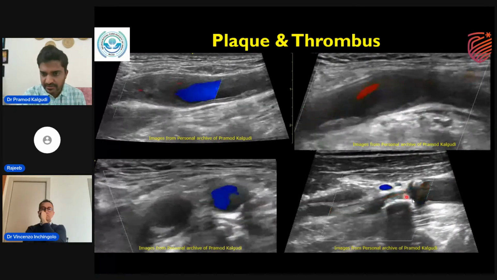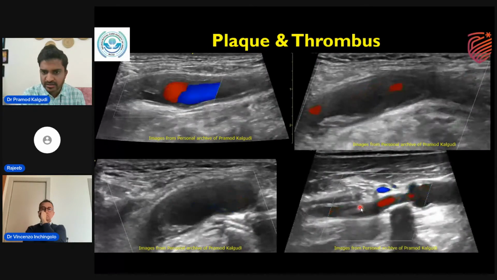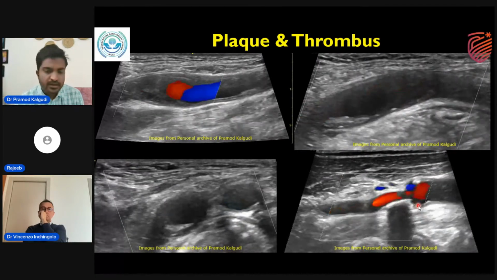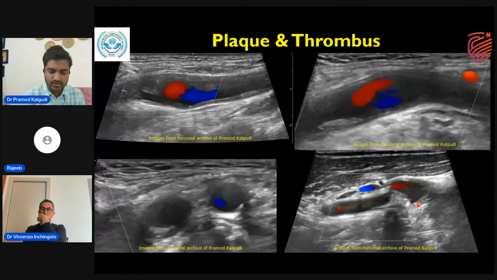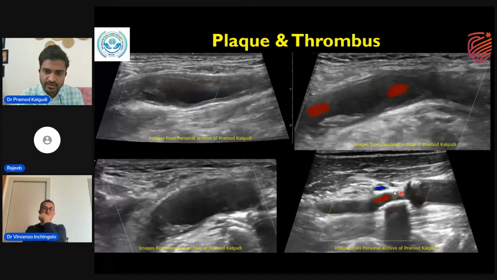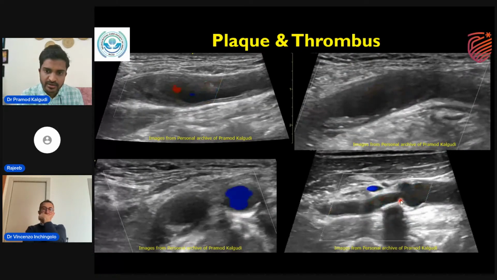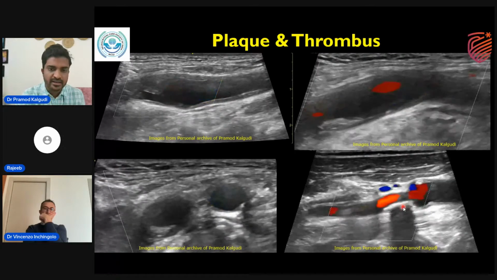If you look at this plaque, it is arising at the bifurcation and extending into the internal carotid artery, causing stroke in this patient. Apart from that, you can see the characteristics of this plaque being hyperechoic and not transmitting any signal beneath it. So that is an example of a calcified plaque.